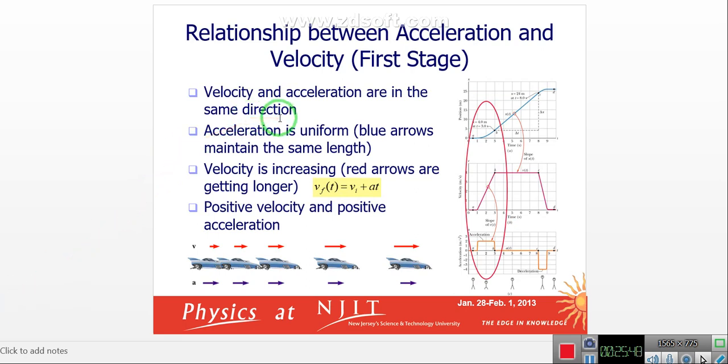So here you can see the relationship between acceleration and velocity. If you look at this one, the object is moving from point A to point B, like this way. So velocity is going to increase. When velocity is increasing, acceleration is in the same direction. Velocity is in this direction and acceleration is in this direction. Acceleration is uniform, as the blue arrow maintains the same length. Velocity is increasing, the red arrows are getting longer. This equation we will show you later on. So positive velocity and positive acceleration. When it moves this way, acceleration will be positive, velocity will be positive.